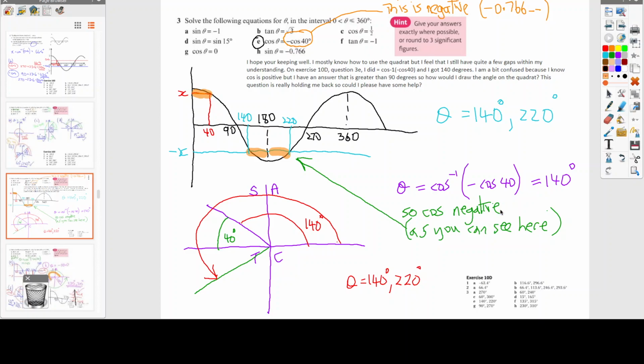All right, cos is negative. So we can then just go and use our CAST diagram as per normal. Our principal value is 140 degrees, which is over here, and in this second quadrant, cos is indeed negative. Where else is cos negative? It's in the third quadrant. So we pop in our line here. That's 40 degrees below the line. So that's 180 plus 40, which is 220 degrees. So I hope that helps, Victor.